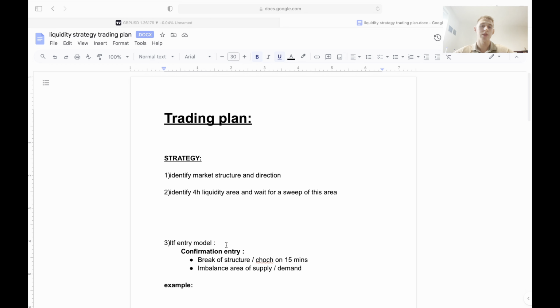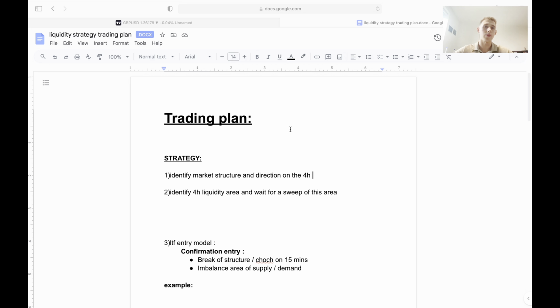So as for the strategy itself, the first thing that we always do is to identify the overall market structure and direction. And for this, I normally use the 4 hour. So I'm going to go ahead and add that in actually on the 4 hour. And then after we have identified the market structure and direction on the 4 hour, that is when we will go down to the lower time frames in order to identify the current order flow. And for that, I use the 1 hour and the 15 minute.